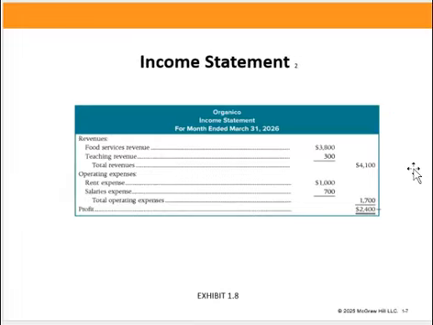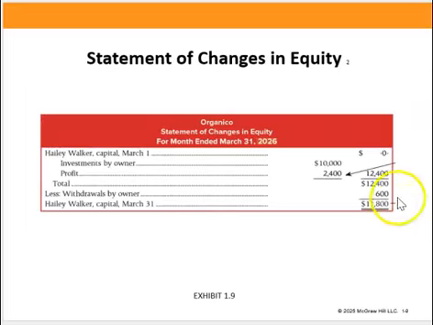If we go back and have a look at our income statement, we had a profit of $2,400. So we add the $2,400 in. Then we've got $12,400. Then the owner withdrew $600 from the organization. So now we have an ending Haley Walker capital on March 31st of $11,800. Now that we've created our income statement, as you can see, the profit from our income statement becomes part of our statement of changes in equity. So our statements are linked together.